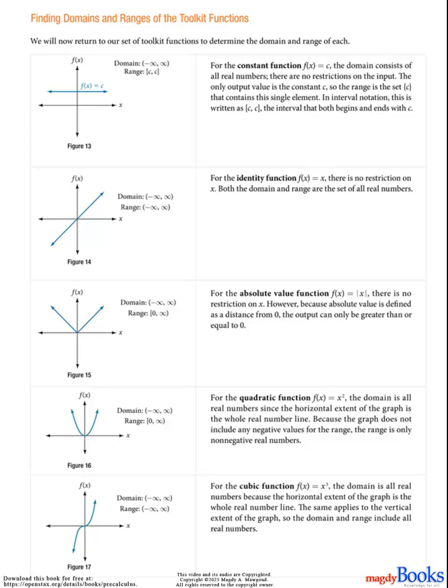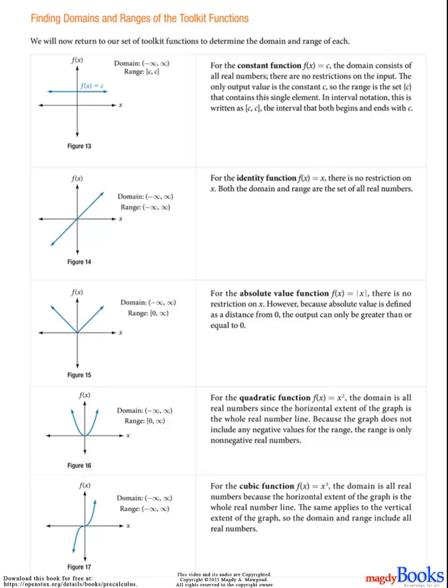In interval notation, this is written as [c, c], the interval that both begins and ends with c. Figure 14. f(x) = x. Domain: (-∞, ∞). Range: (-∞, ∞). For the identity function f(x) = x, there is no restriction on x. Both the domain and range are the set of all real numbers.